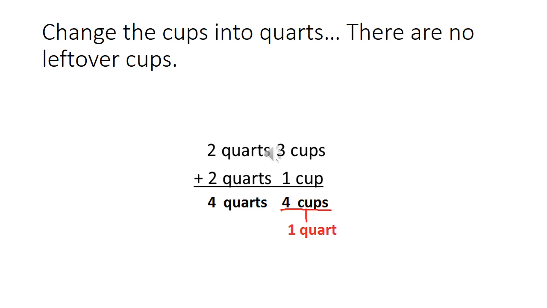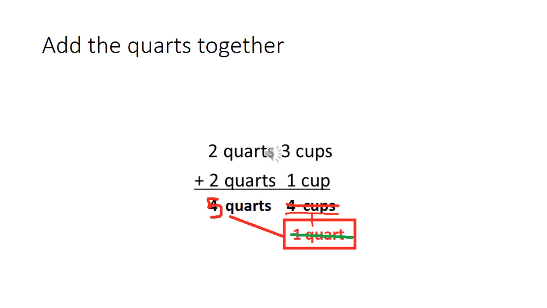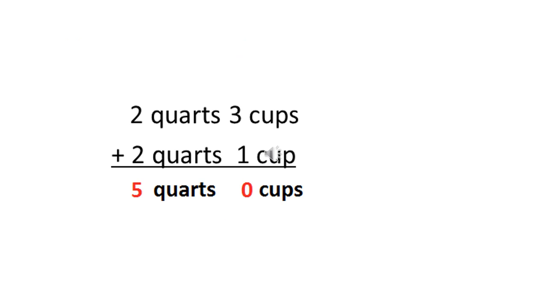So we're going to take our 4 cups, we're going to put them together, they become 1 quart. We're going to move our extra quart, mix it in with the other quarts, so that we have 5 quarts. Now when we moved our quart over, we end up with 5 quarts, and there's nothing left for the cups. We have exactly 5 quarts, and no cups left over at the end.